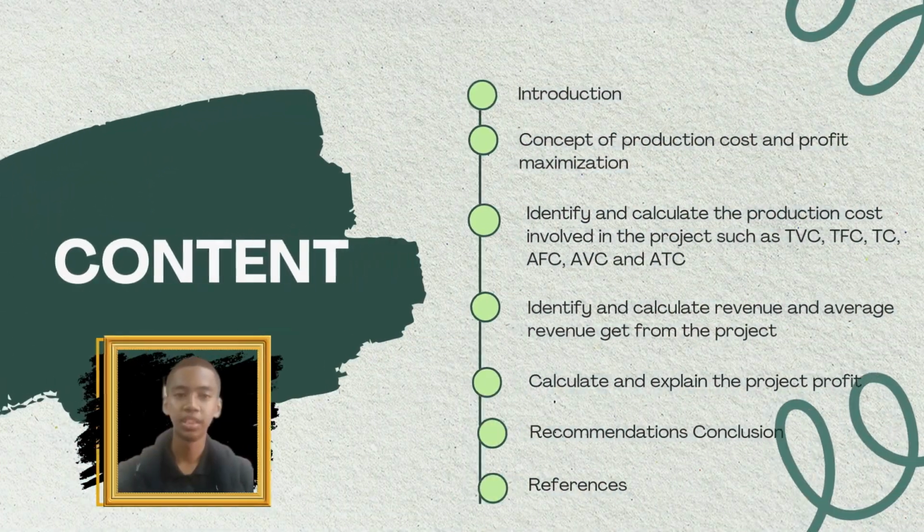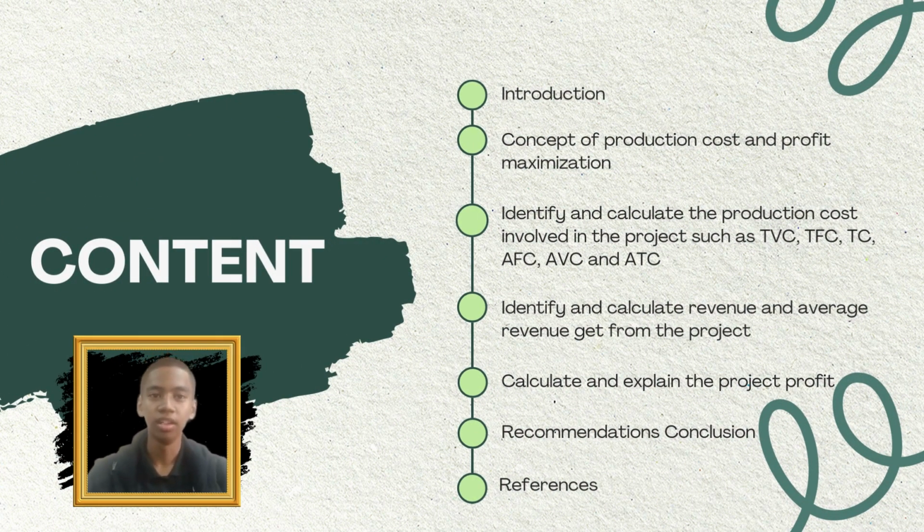Rosli. In this presentation, we will be covering the introduction, the concept of production cost and profit maximization, and identify and calculate the production costs involved in the project such as TVC, TFC, TC, AFC, AVC, and ATC. Next, identify and calculate revenue and average revenue from the project, and then calculate and explain the project profit. After that, recommendation and conclusion, and lastly, references.